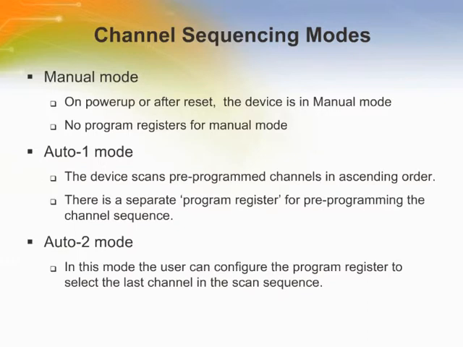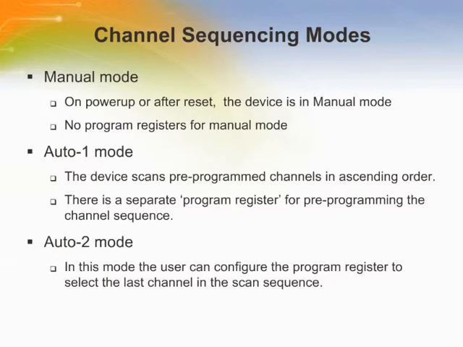There are three modes for channel sequencing, namely manual mode, auto 1 mode, and auto 2 mode. Mode selection is done by writing into the control register. A mode control register is configured to operate the device in one of three channel sequencing modes. The program registers are used for device configuration settings and are typically programmed once on power-up or after device reset.